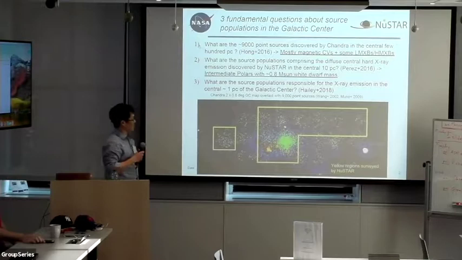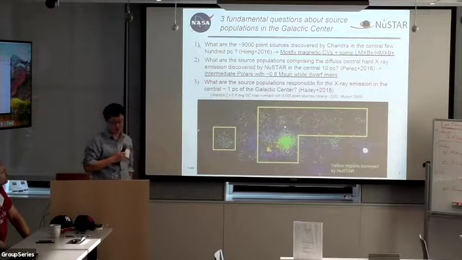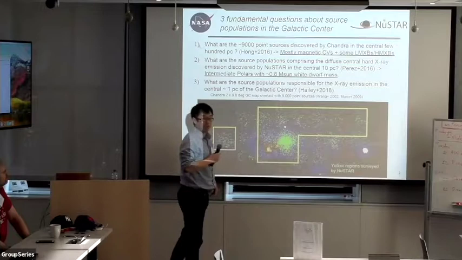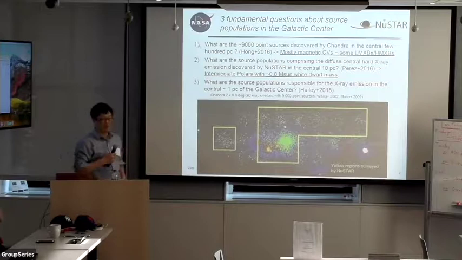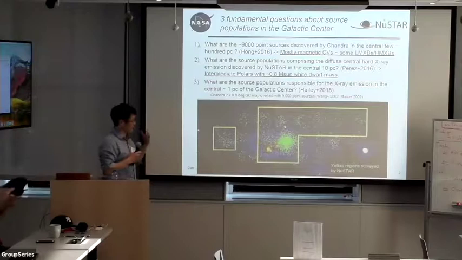And you can see all these green dots. These are all X-ray emitting point sources. So Sagittarius A star is in the center. You have more point sources there just because you have more stars and binaries, and also because Chandra spent more time, multi-million seconds, in the center, so you have more exposure time. That means you can reach out to fainter sources.